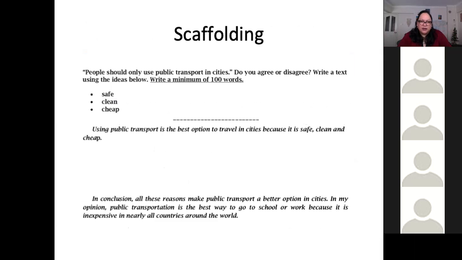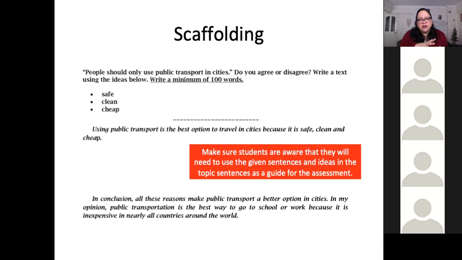So it's also important when students start writing their own paragraphs that you are able to support them and scaffold and kind of show them how to start putting things together. So what I have here is an example from the assessment task. For the assessment, the topic sentence and the concluding sentence are given, and the supporting ideas are also given. It's important that your students know that they will need to use the ideas from the topic sentence to construct their paragraph for the assessment, right?